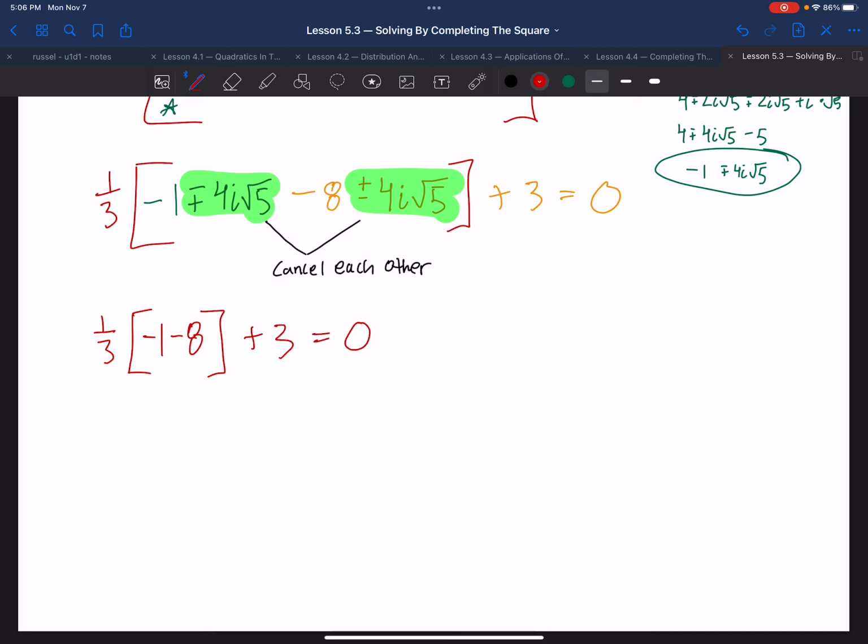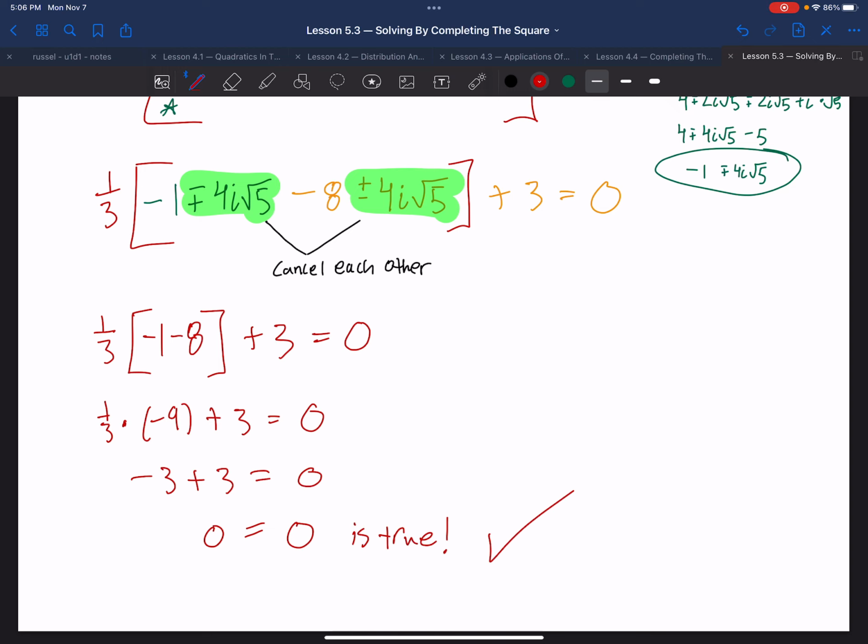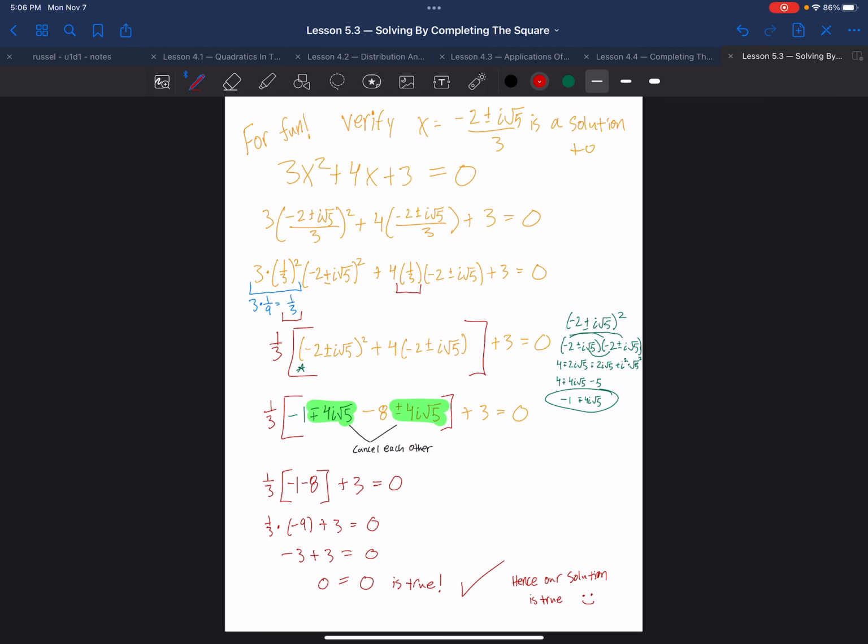Okay. So then I do this, I got -1 minus 8. Well, that's just -9. So this is 1/3 times -9 plus 3, which hopefully you can see by now is -3 plus 3 equals 0, which means 0 equals 0 is true. So hence that is the solution. Hence our solution is true. And I'll put a little happy face like that. Okay, and there you go.